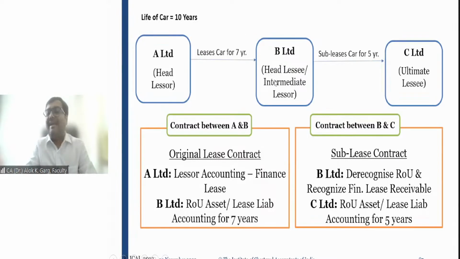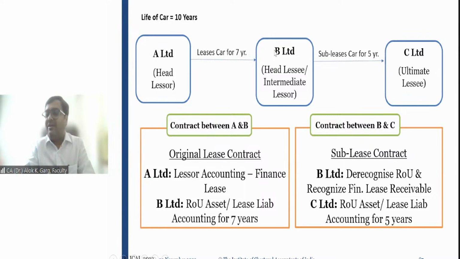So B Limited is a head lessee. Who is B Limited? B Limited is the primary lessee. Like in that example, Alok Garg, me, is the primary lessee, the head lessee. And B Limited is also the intermediate lessor. Intermediate lessor means I have given this building on a lease basis to Jigar, so I become intermediate lessor also. A Limited leases a car for 7 years to B Limited. B Limited subleases this car for 5 years to C Limited. Right?